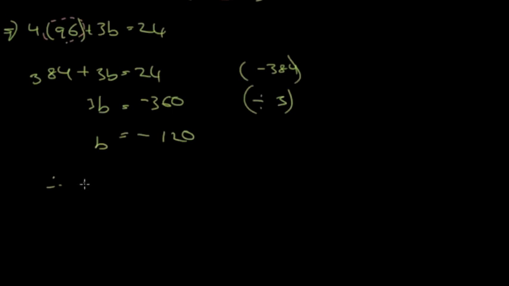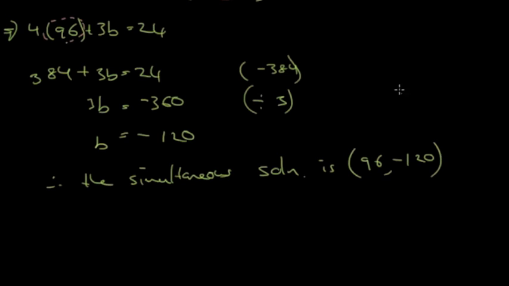So therefore, it's good to write a concluding sentence. The simultaneous solution is, what do you reckon? 96, negative 120. And so if you've got a graph of, in this case, A and B, we've got 96, 96, and negative 120, negative 120. So our point's going to be here.